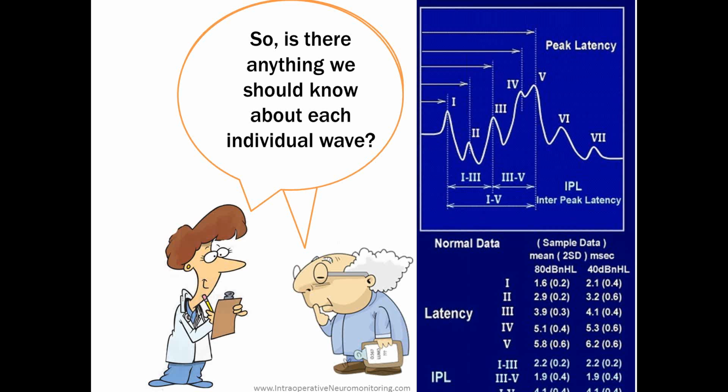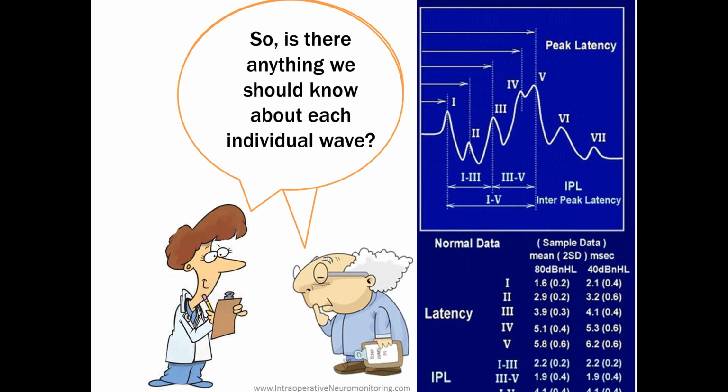So instead of looking at absolute latencies, which means this line here is the absolute latency from onset to wave 5. If it moved out, that absolute latency would start here and be, say, here. But if we look at interpeak latencies from wave 1 to wave 5, where there's a deficit 1 to 5, that seems to be a better predictor of post-op deficit, and it enables us to identify where the lesion is.